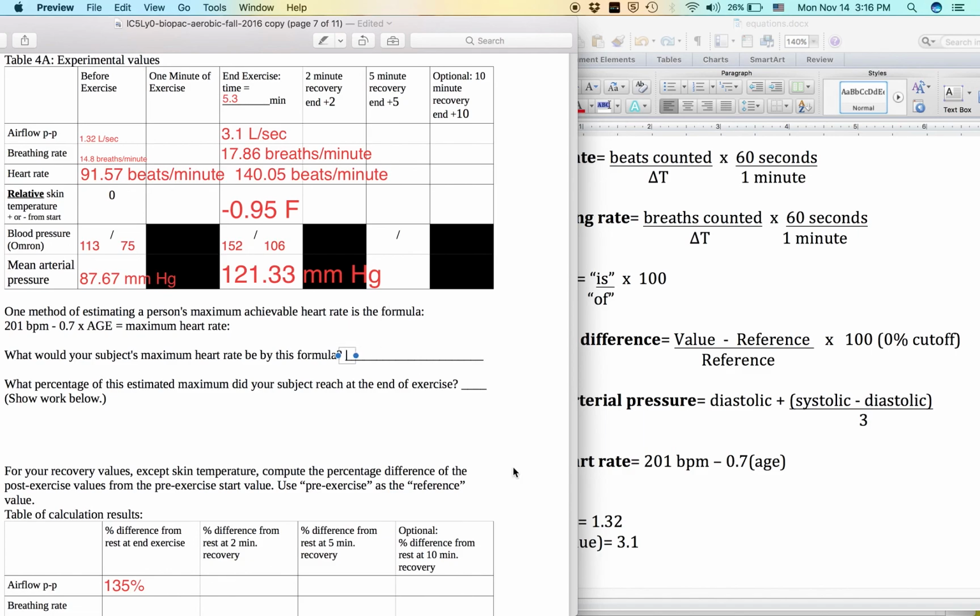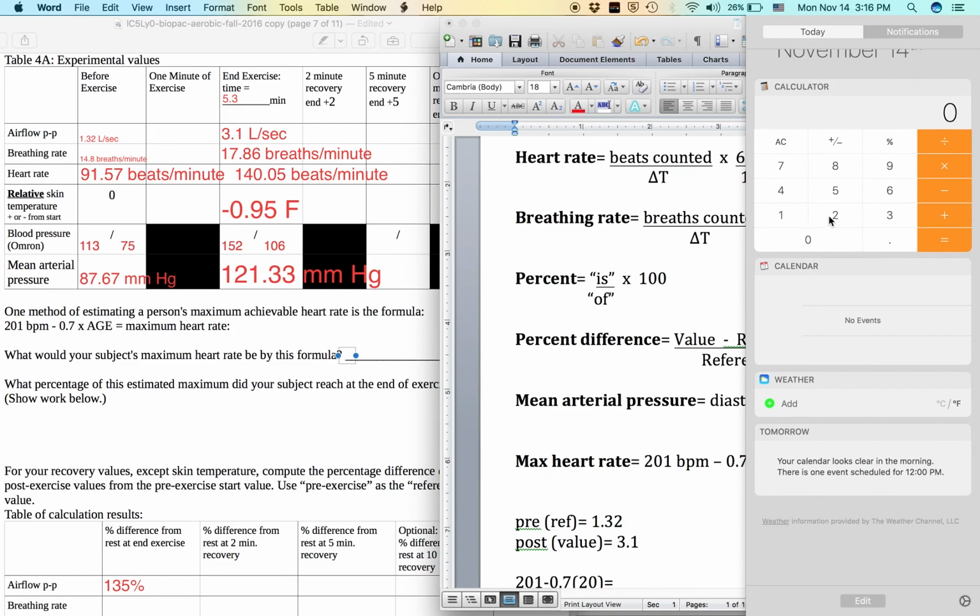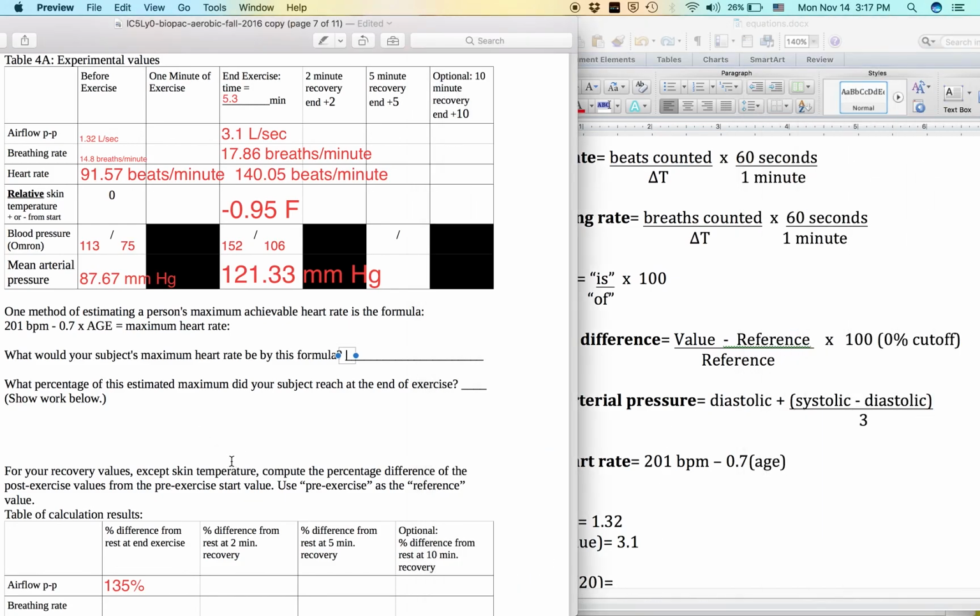So maximum heart rate, let's just say you are 20 years old. We're going to use this equation here, so we're going to say 201 minus 0.7 times 20. Say you're 20 years old, and we're going to get a value here. So we need to do 20 times 0.7, we get 14. Now we need to say 201 minus 14. You get 187. So 187 beats per minute.